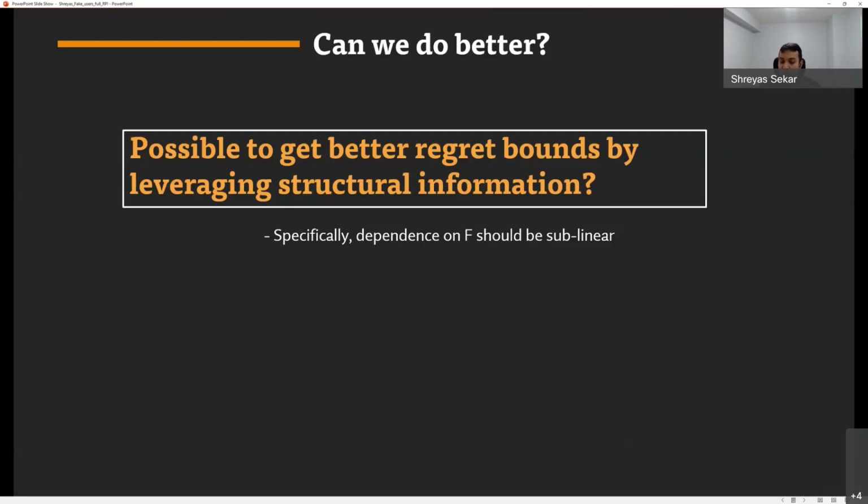So you're going to have a large number of fake clicks. But I want my dependence on f to be sublinear. In particular, this is useful when f is something like square root t. So can I use some additional structural information, or can I make some assumptions to improve upon my regret bound from the worst case?